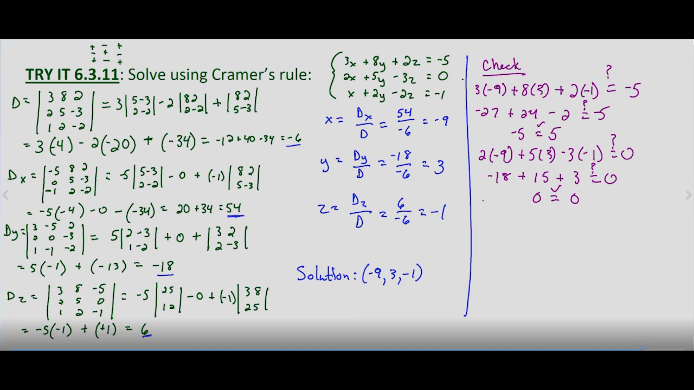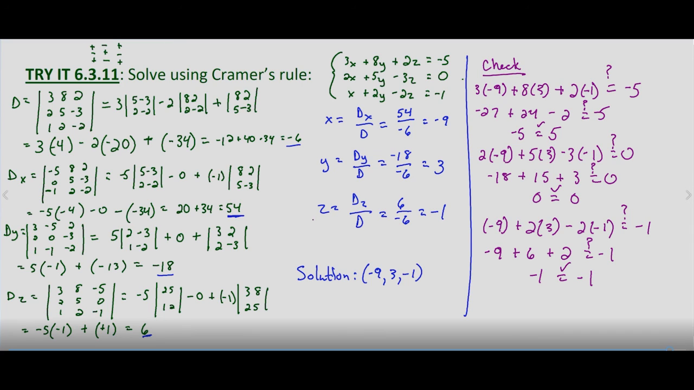And last but not least, x. So negative 9 plus 2y, 2 times 3, minus 2z, minus 2 times negative 1. And we want to know, does that equal negative 1? So negative 9 plus 6 plus 2. That's negative 9 plus 6 is negative 3 plus 2 is negative 1. So it checks, thankfully, in all three equations.